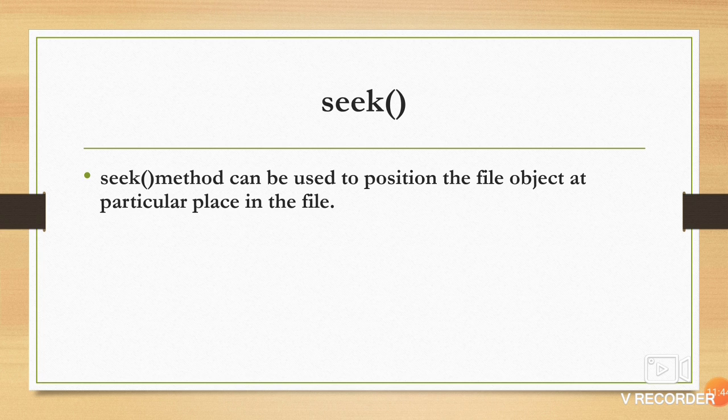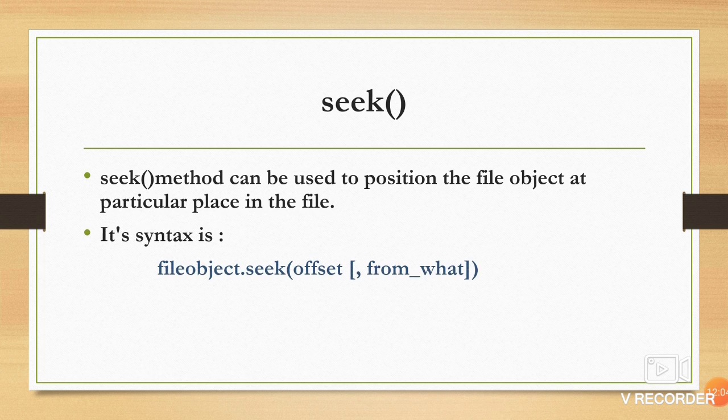So now the seek method can be used to position the file object at a particular place in the file. अगर आपको file object को particular place पे set करना है, so at that time you can use the seek method. Its syntax is file object dot seek offset comma from underscore what. Okay. Now we'll see what is the offset, what is the from what. Okay. Just clear this thing.